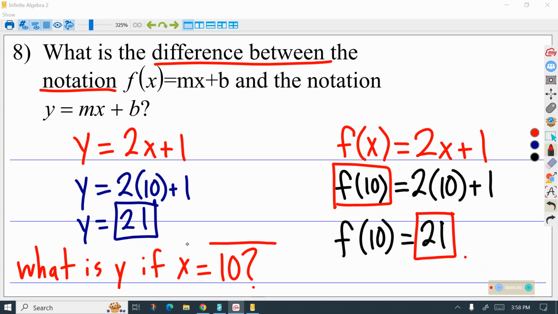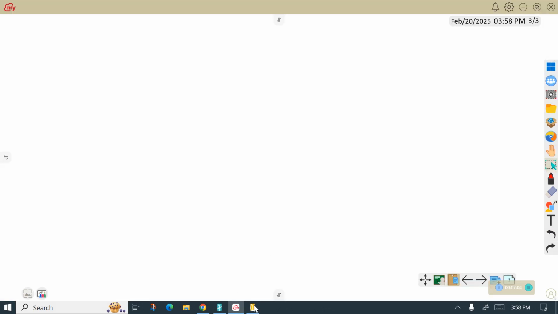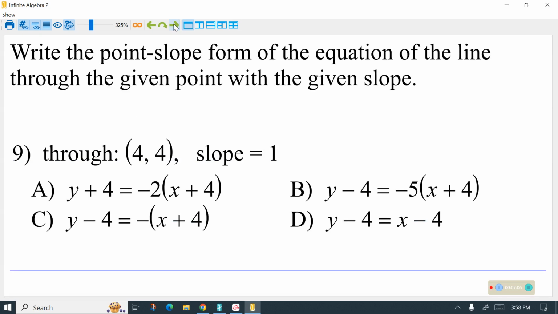Would you rather say all of this, right? Or would you rather say this, just f of 10, okay? So I hope you guys can get that point. That might go over your head sometimes, but hopefully I pulled a couple of you guys in to understand this notation a little better. So now what we're going to do is take a look at these specific examples.